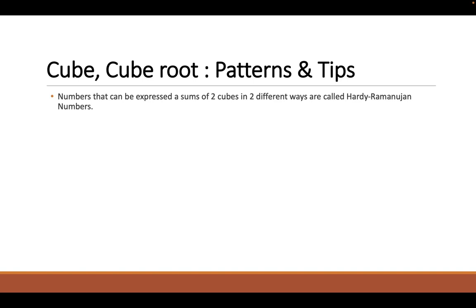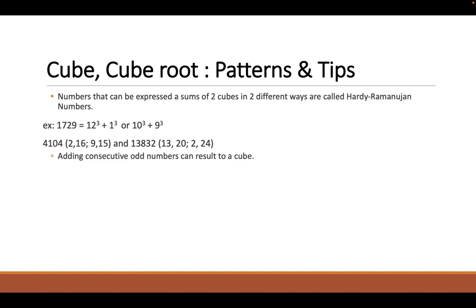Now let's just see what are those examples. So per se here one example is 1729. 1729 can be represented as 12 cube plus 1 cube, that's 1, and 10 cube plus 9 cube. So this is the pair where this Hardy-Ramanujan number can be represented. Okay, next 4104, where the sum of the cubes of 2 and 16 is one pair, and the sum of the cubes of 9 and 15 is another pair.